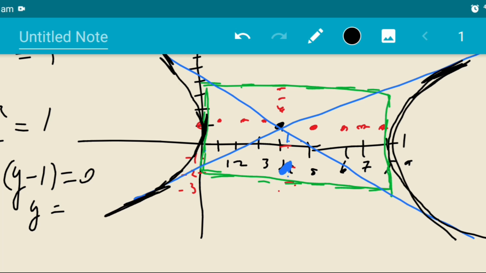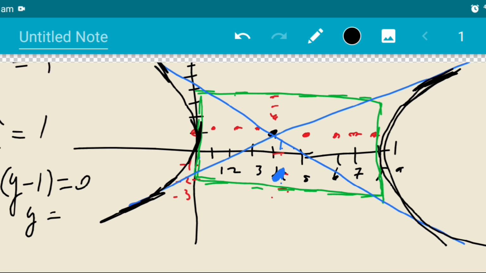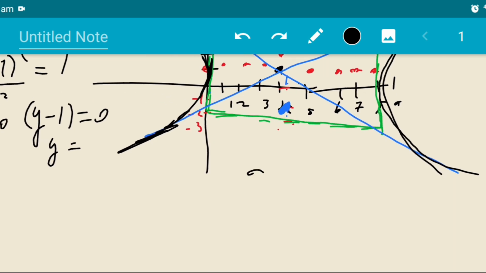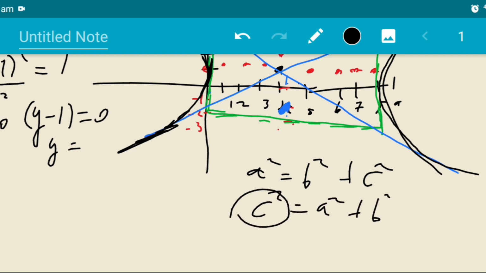Everything else that you see in color, the red, green, and blue, has to be drawn in a faint line, because that's not what we're interested in. Then what about the focus? The focus is supposed to be located there and there, but how are we going to find it? Because we're dealing not with an ellipse but a hyperbola, we're not going to say a squared equals b squared plus c squared, but instead we're going to say c squared equals a squared plus b squared, where c is of course the focus.